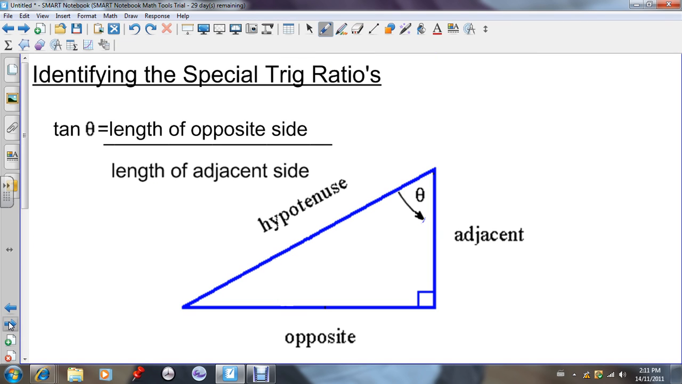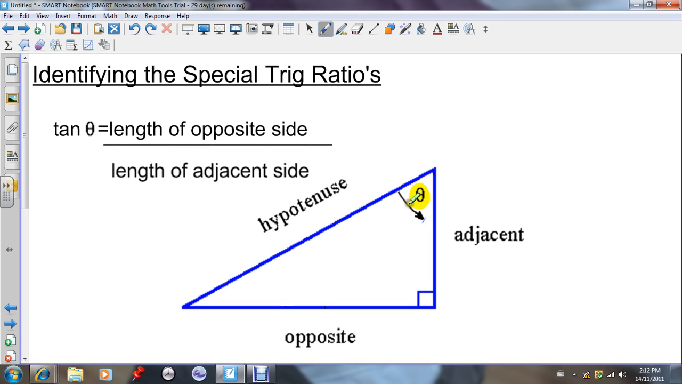Identifying special trig ratios. I alluded to this earlier in this chapter, in this year, which means I told you earlier that you were going to be working with special trig ratios. Now, these are simply values in a right triangle that hold true for any type of right triangle that we have. How do they work? They work by identifying, as you can see down here. I'll highlight it for you in yellow.